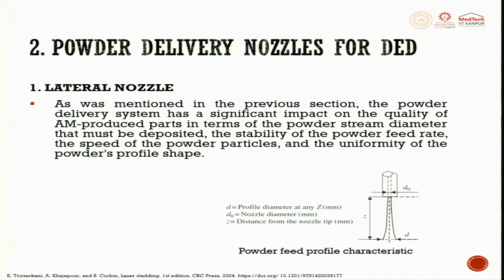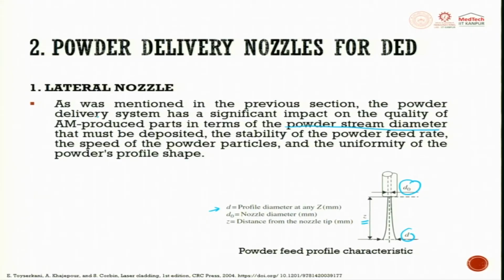In the lateral nozzle, we will try to see a little bit of science. As was mentioned in the previous section, the powder delivery system has a significant impact on the quality of additive manufacturing produced parts in terms of powder stream diameter. So, at the orifice of exit it is called D naught, at the profile it is called D, and the standoff distance is called Z. These three are very important.